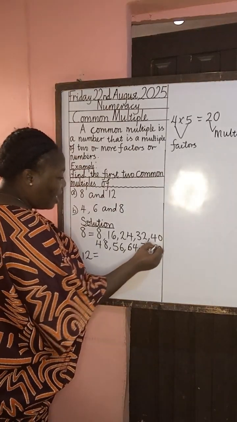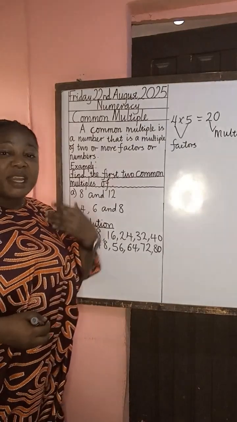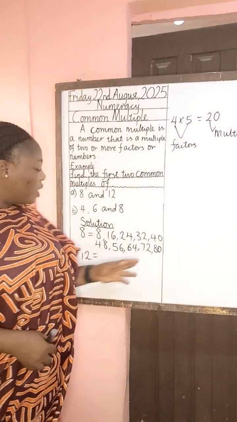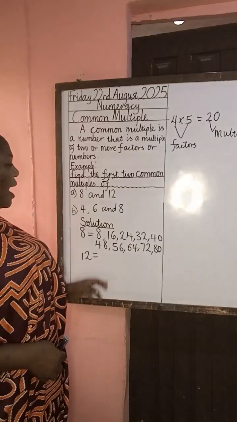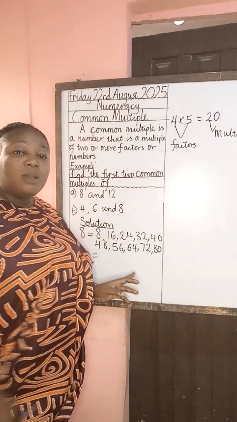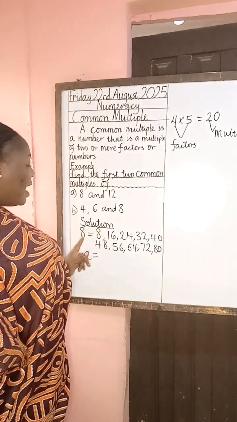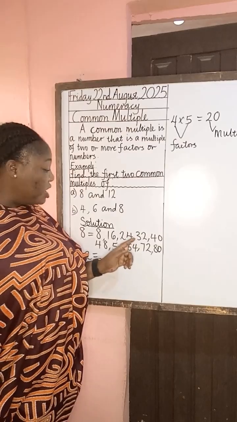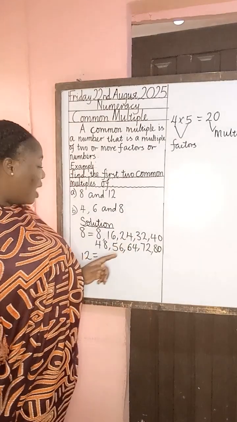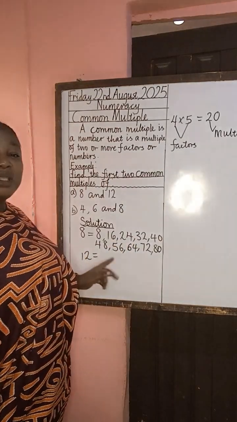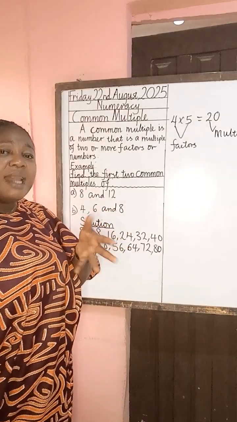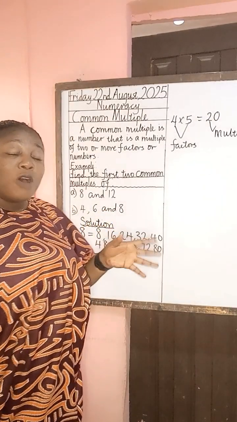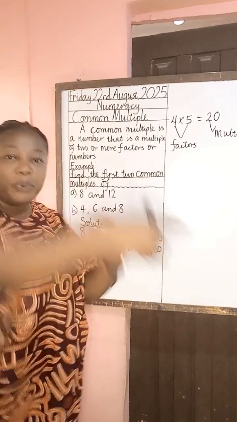Now I want to stop here because I'm very sure I have gotten my 2 common multiples. I have 24 here and I have 48 already, and 12 can go in 24, and at the same time 12 can go in 48, which means I have gotten my first two common multiples. I don't need to proceed.